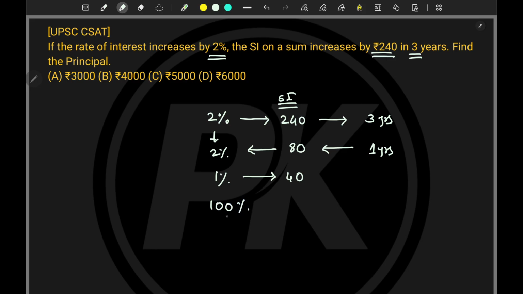Now 100% is nothing but what? My principal, right? And hence just add 2 zeros over it. So it will become 4000. So option number B is correct. Have we used any formula? No. It seems difficult, but it is not. The only way to solve such problems is presence of mind in the examination. Let's move to the next example.